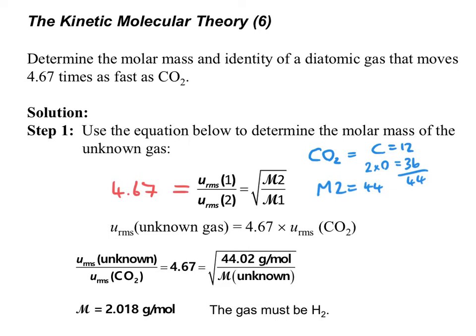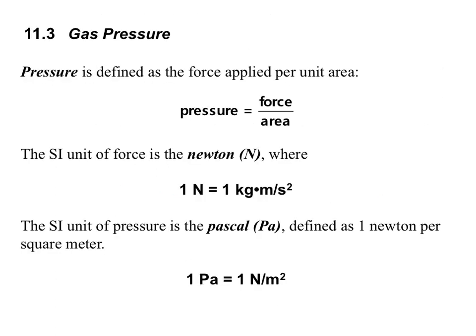Fun times indeed. Gas pressure. Pressure is defined as the force applied per unit area, i.e. pressure equals force divided by area. The SI unit of force is the Newton, where 1 Newton is 1 kilogram times meters per second squared, whilst the SI unit of pressure is the Pascal, defined as 1 Newton per square meter.